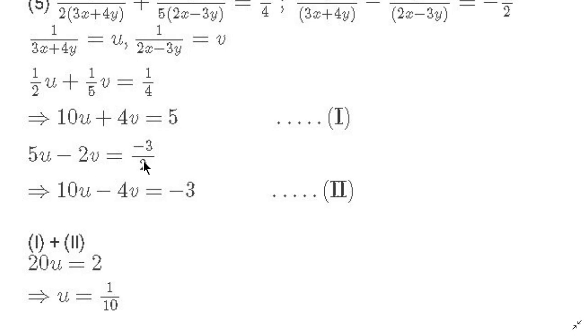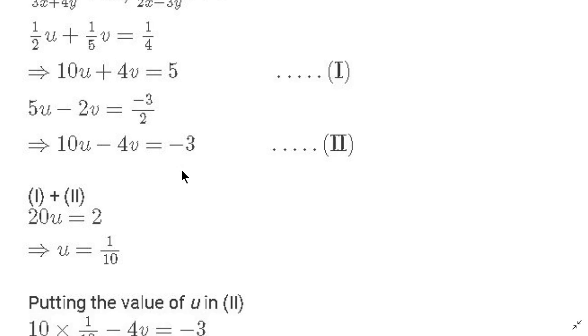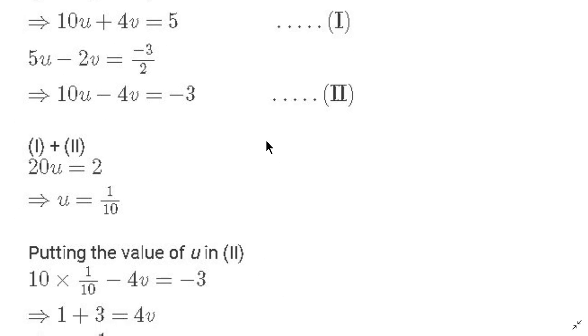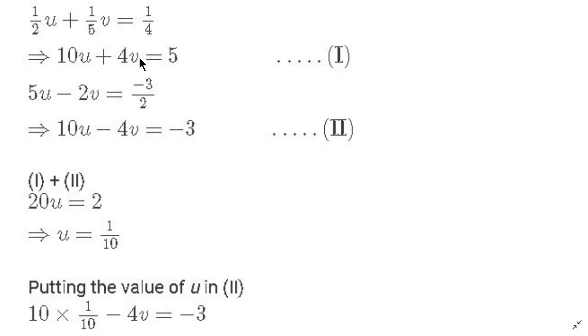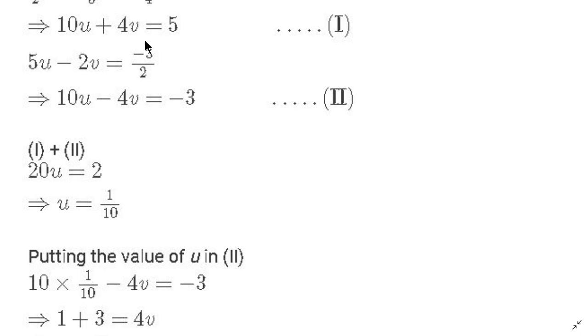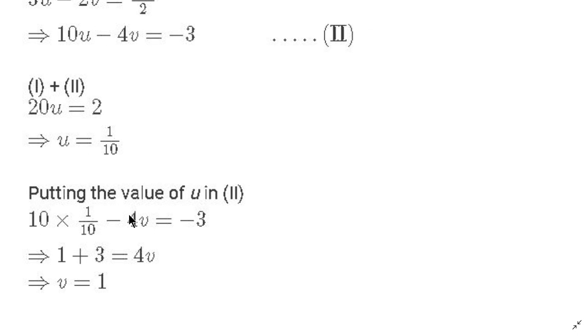Similarly, in this equation, the only problem is 2, so we will multiply the whole equation by 2. 10u minus 4v is equal to minus 3. These are the computations we need to do when we are simplifying the equation. Then we can see minus 4v plus 4v, we can just add them to cancel them out. 20u is equal to 2, u is equal to 1 by 10.